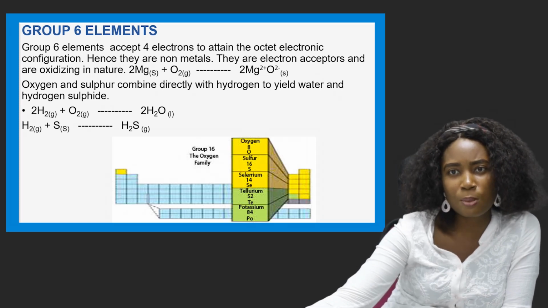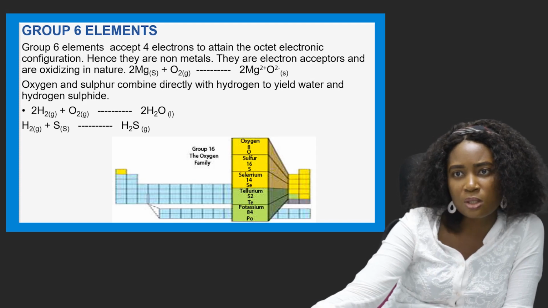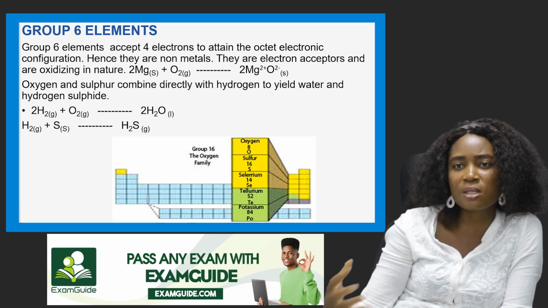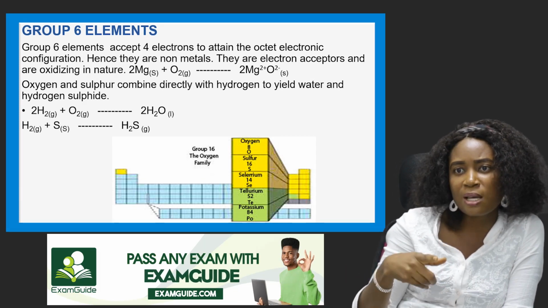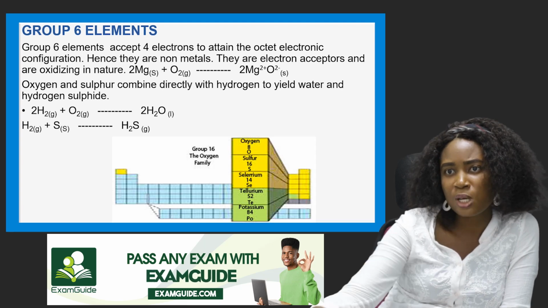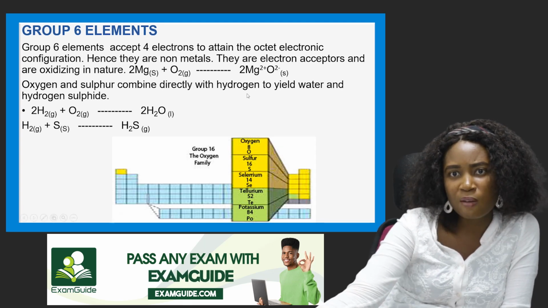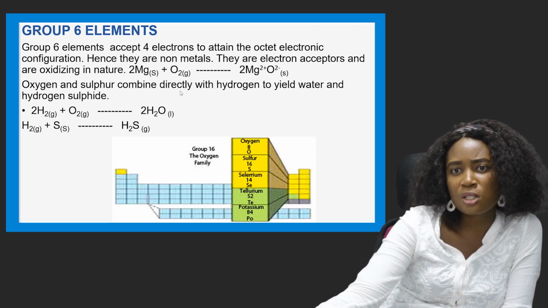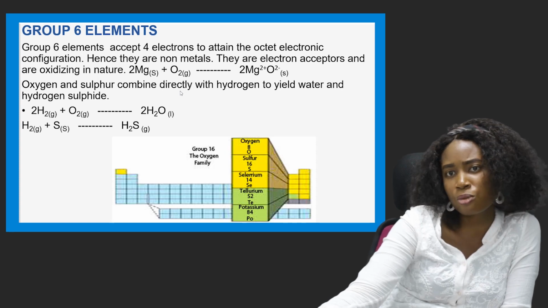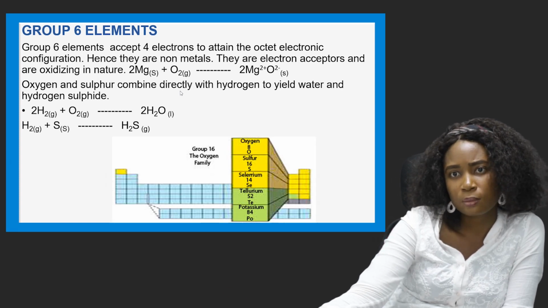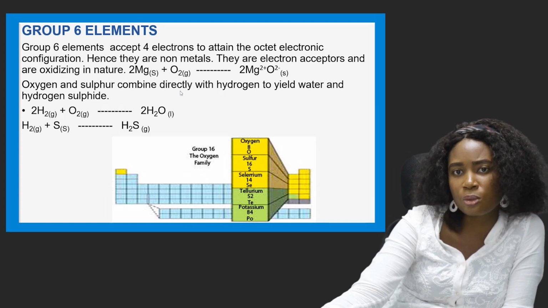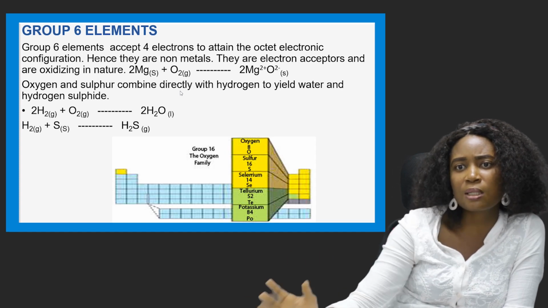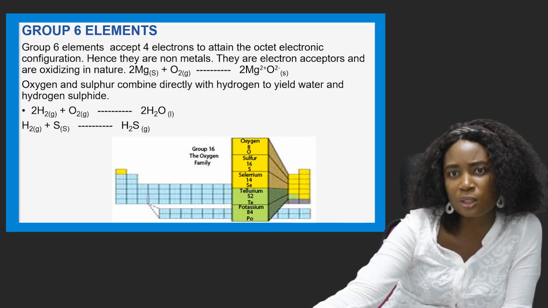Now look at the reaction, the magnesium reacting with oxygen to form magnesium oxide. Here, oxygen is the oxidizing agent. It oxidizes magnesium, and oxygen itself is being reduced. So we have oxygen and sulfur can combine. Oxygen combines with hydrogen to form water. Then sulfur also combines with hydrogen to form hydrogen sulfide. These are the characteristics of elements found in group 6.